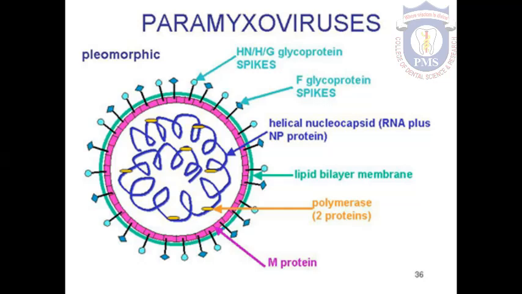Now, morphology of the paramyxoviruses. Paramyxoviruses resemble orthomyxoviruses in their morphology but are larger and more pleomorphic. Their size varies from 100 to 300 nanometers and rarely up to 800 nanometers. They possess a helical nucleocapsid containing single-stranded RNA which is linear, non-segmented and negative sense.